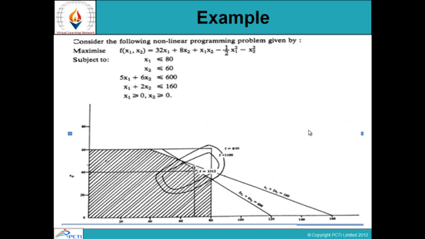Consider the following non-linear programming problem: maximize f(x1, x2) = 32x1 + 8x2 + x1x2 - 1/2 x1² - x2², where x1 ≤ 80, x2 ≤ 60, then 5x1 + 6x2 ≤ 600, x1 + 2x2 ≤ 160, and x1 ≥ 0, x2 ≥ 0. And this is the boundary of the situation.